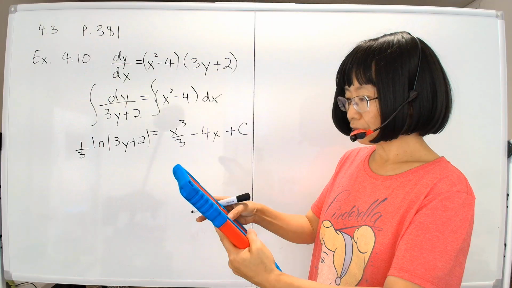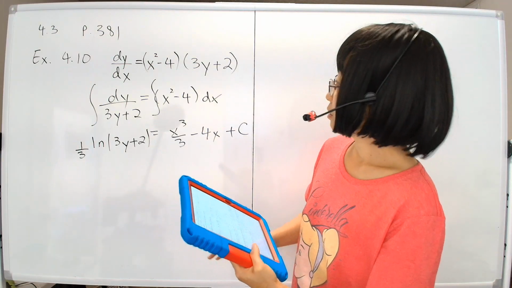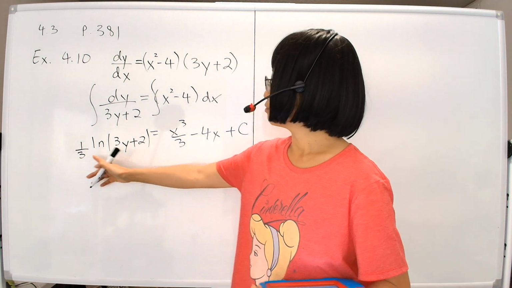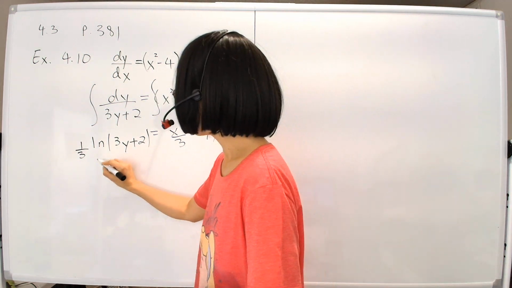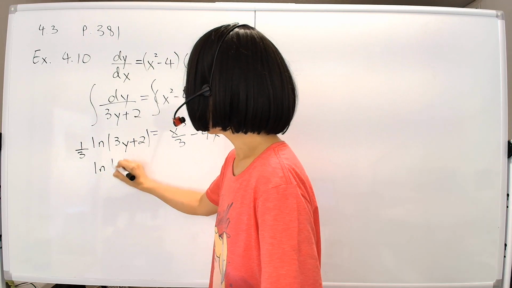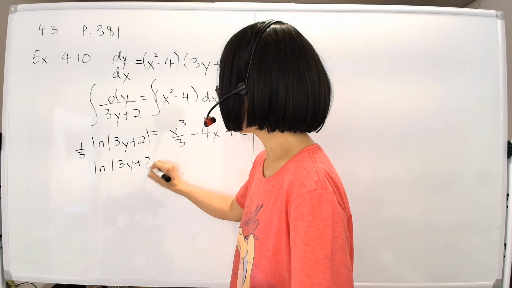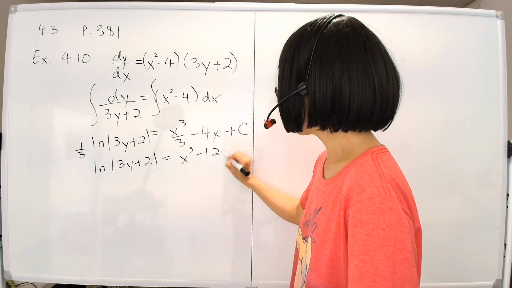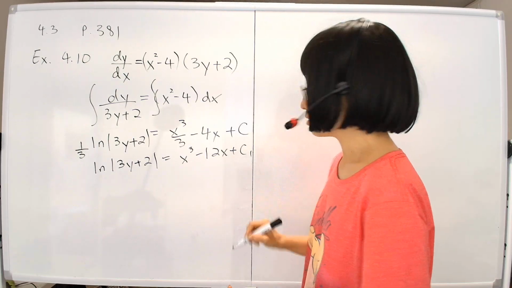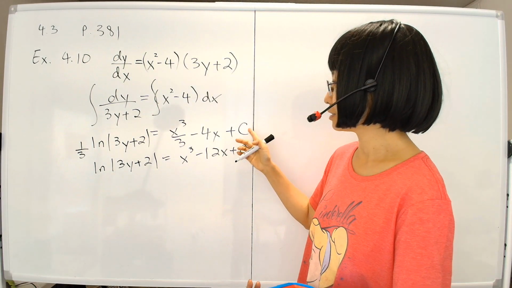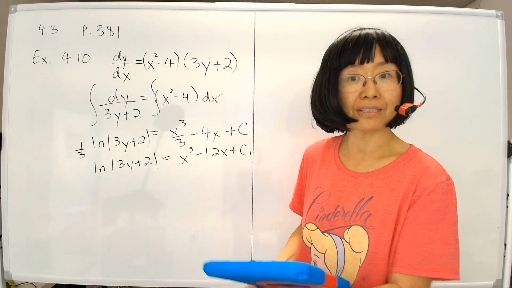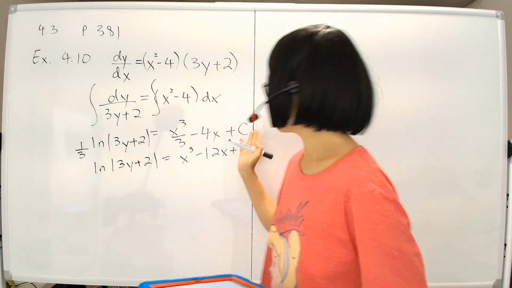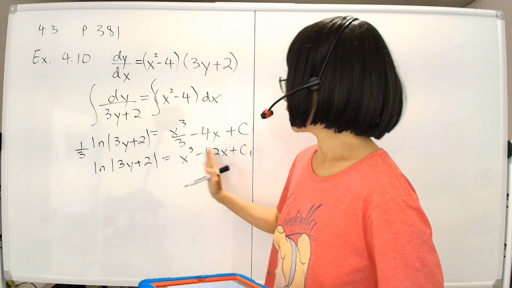So continuing, we'll move the 1/3 over here. So we have the natural log of 3y plus 2 equals x cubed minus 12x plus a different c. We'll just call it c1. c1 is just c times 3. But being that we don't care what c is, we'll just call it c1. And c can be anything, right? So any number.